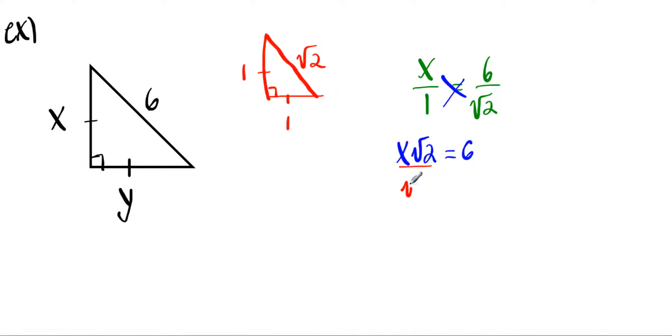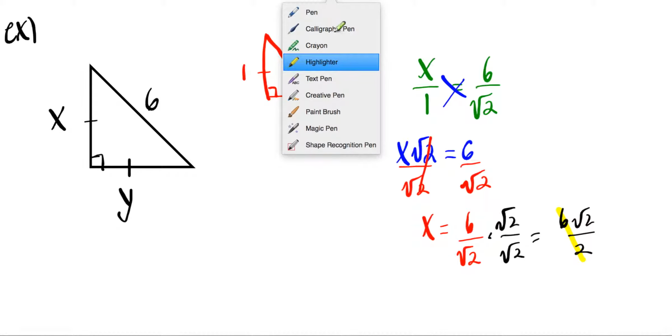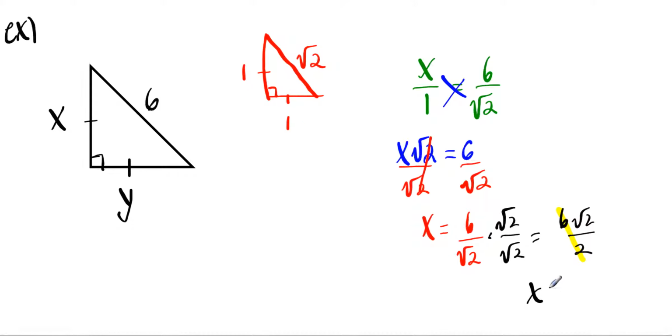We're going to have to divide by the square root of 2 on both sides. Square root of 2's cancel. X is equal to 6 over the square root of 2. And we can't stop here because we need to rationalize that denominator. So we'll review that also. We're going to multiply this by square root of 2 over square root of 2, which gives us 6 square roots of 2 over 2. And then we can go ahead and simplify 6 over 2 right there for a final answer of x is equal to 3 square roots of 2.